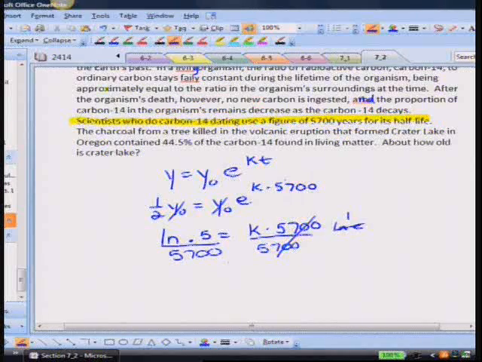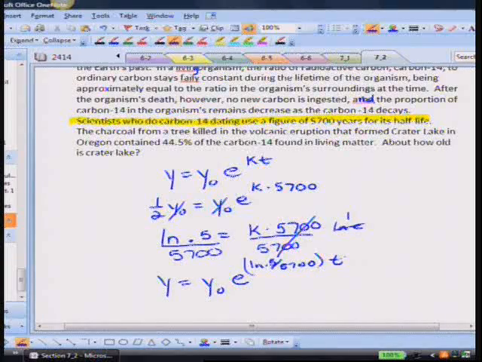If all I ever had to change was the 5,700, like for some other product, it might be 200 years, and then it would just be ln 0.5 over 200. Or if you were asked for the doubling time, you could put a 2 right here: ln 2 over the doubling time. They can tweak the questions, but you can really reason them out. Okay, so now we have a formula, which is y equals y naught e to the k, where k is ln 0.5 over 5,700, that's just some number, and then we have a t. Now it says the charcoal from a tree killed in the volcanic eruption that formed the Crater Lake contained 44.5% of the original.